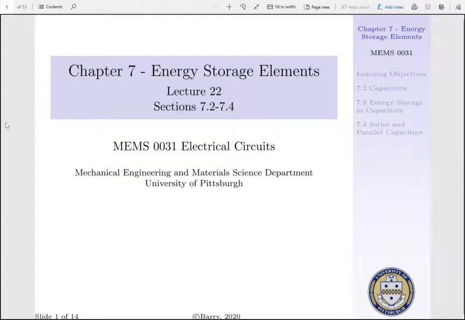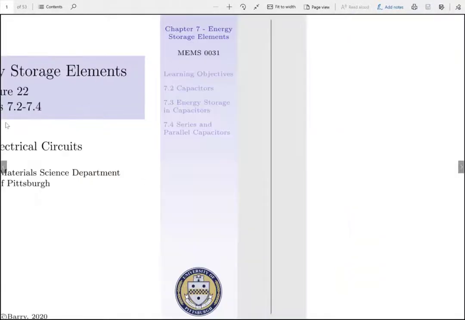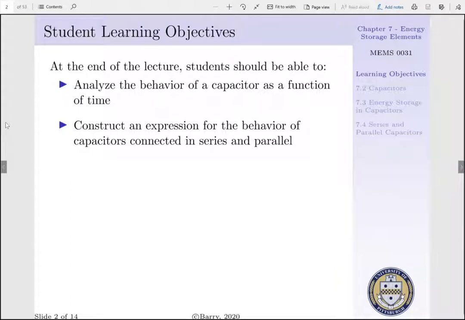Lecture 22 covers sections 7.2 through 7.4. At the end of today's lecture, you should be able to analyze the behavior of a capacitor as a function of time and construct an expression for the behavior of capacitors that are connected in series and parallel configurations.